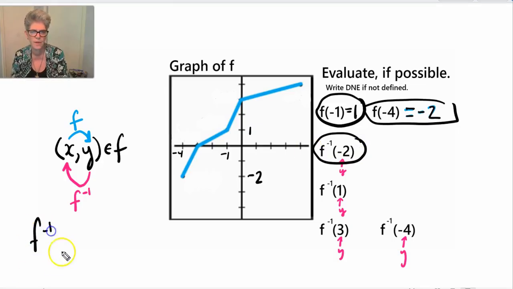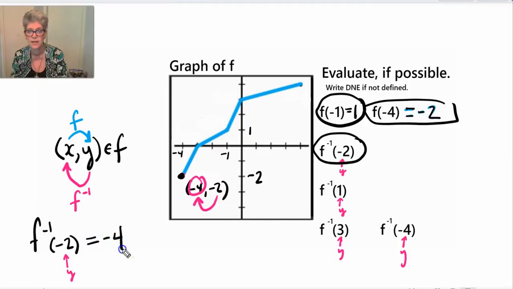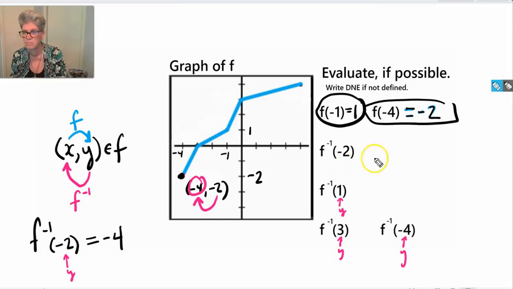What is f inverse of -2? Well, I'm going to try and find the point on the graph whose y-coordinate is -2. And there's the point with a y-coordinate of -2. The coordinates of that point are (-4, -2), and what f inverse does is it maps the y into the x. And so my answer is going to be f inverse evaluated at -2 is equal to -4. All right, let's just keep doing them.